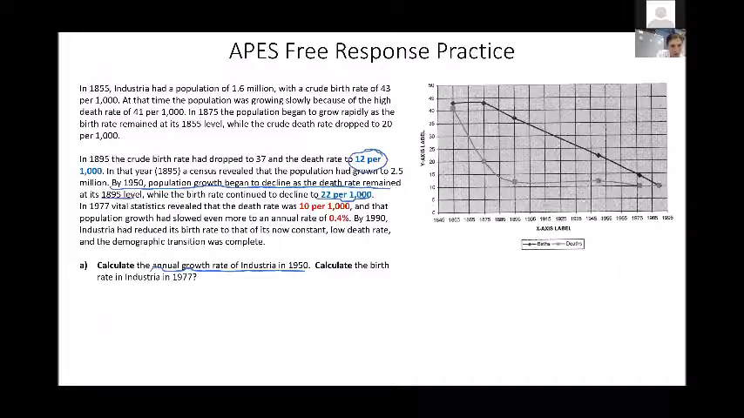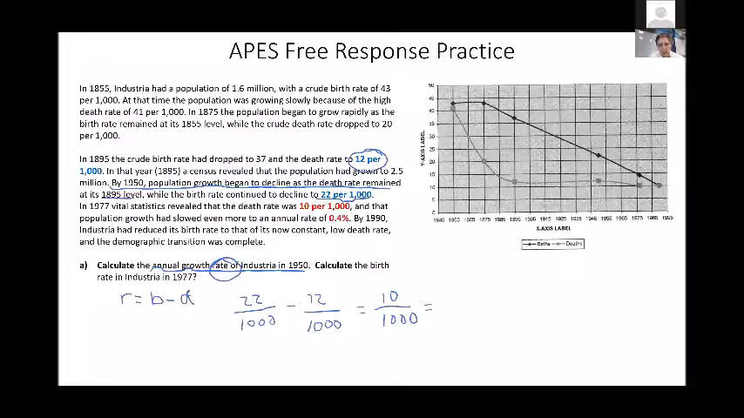Remember, we can calculate growth rate by taking the birth rate and subtracting the death rate. So births were 22 per 1,000. Deaths were 12 per 1,000. So 22 minus 12, that is 10 over 1,000. And it asks me for the rate, so I'm going to convert that into a percentage, which is 1%. 10 is 1% of 1,000. So in 1950, the growth rate was 1%.